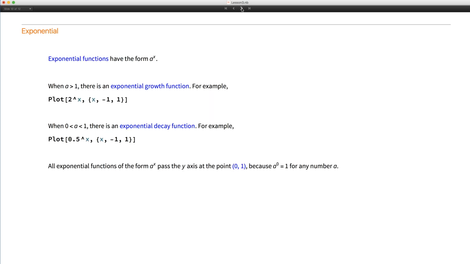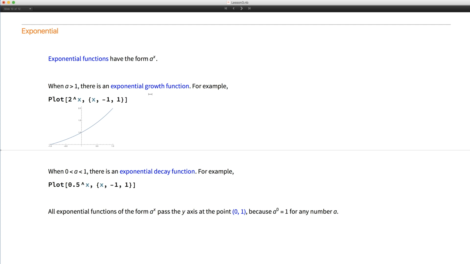Okay, going a step further, we can now talk about the exponential functions, which are of the form a raised to power x. So now the exponent is variable. So for example, if you look at 2 to the power x, that's a case when the base a is greater than 1, then you have an exponential growth function. So here's the plot, and you can see it quite clearly that it is growing quite fast.